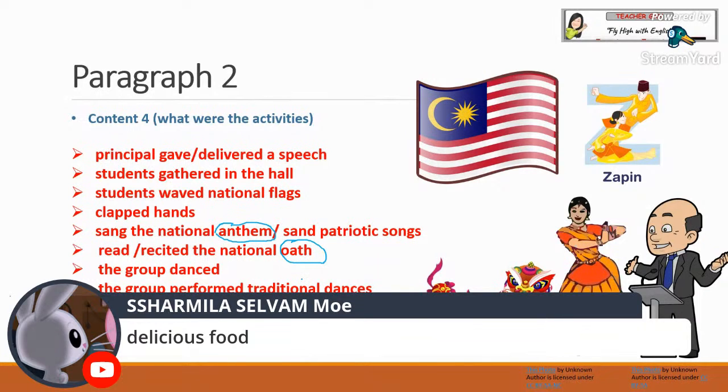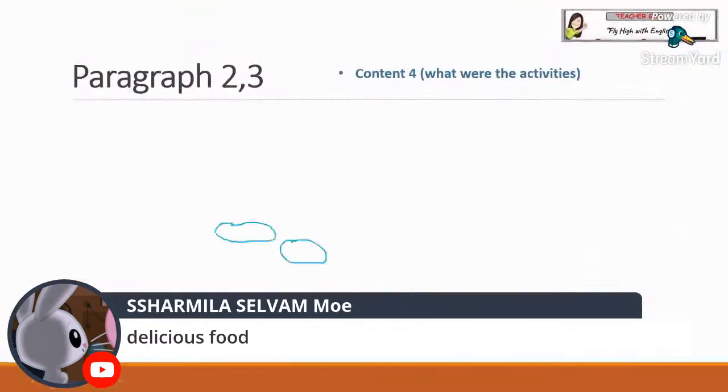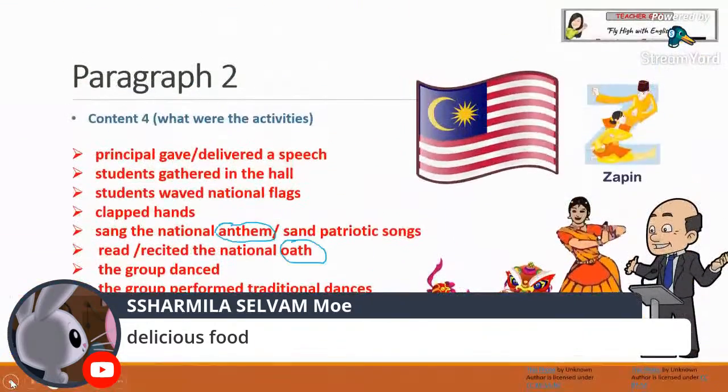Then the group dance. The group performed traditional dances. The selected student recited a patriotic poem. Recited is like deklamasi, sajak. Then you have the next one. The ceremony ended, or the ceremony came to an end, and perform a dance or a short sketch. Short sketch is like a simple drama. So far, okay. So when you go to paragraph 2, the sentences or the paragraphs are longer.